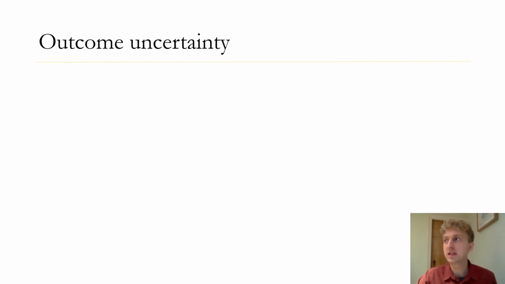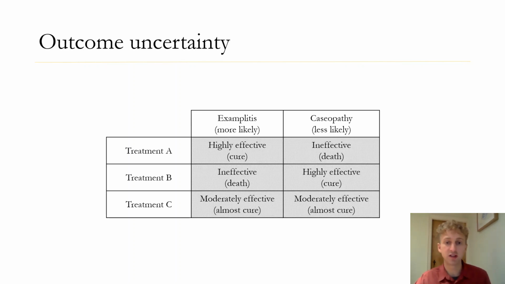Okay, so to see why this sort of approach isn't the right way to go for outcome uncertainty, it'll be helpful to think of an example. Here's the sort of decision problem that we're facing. The decision maker has a patient, and they are uncertain whether this patient has examplitis, which is more likely, or caseopathy, which is possible but less likely. And they have to decide what treatment to give. There are three options, A, B, and C.